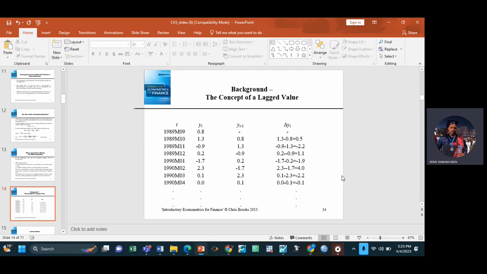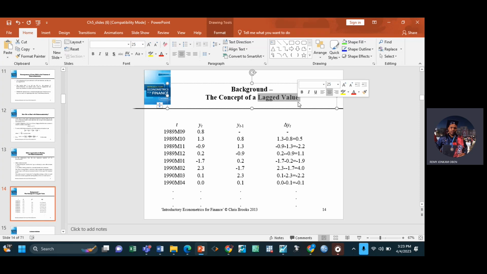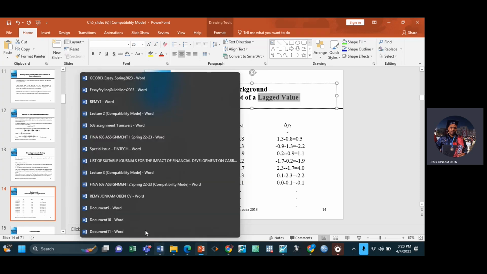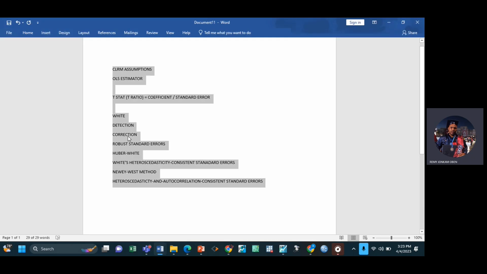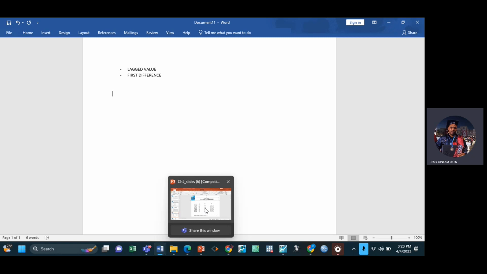What next? Okay, the concept of lagged value. Have you ever heard of lagged value? What is lagged value? There is a difference between, okay, I'll tell you something interesting. Lagged value and phase difference. We'll see more of this in the weeks ahead. But let me try to explain what is happening.